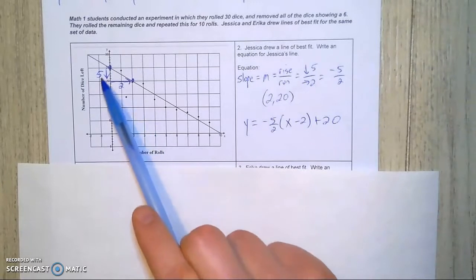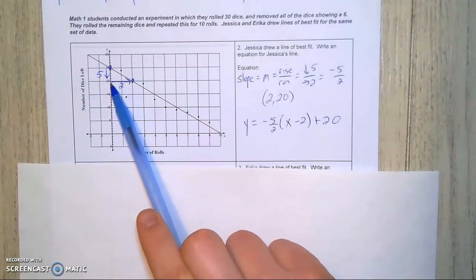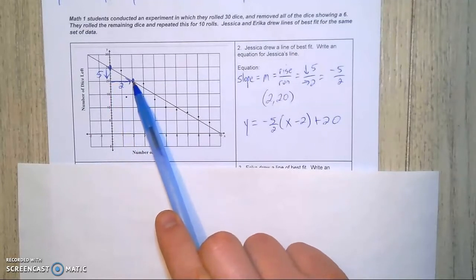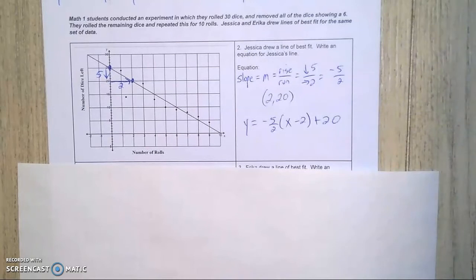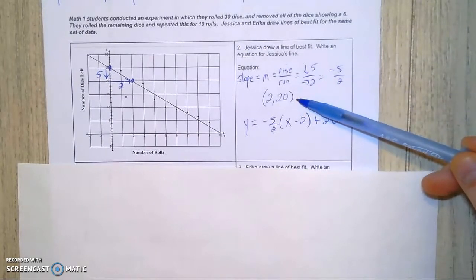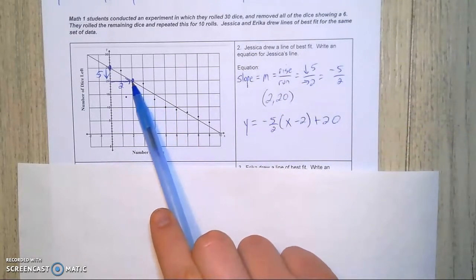So I identified from that point I had to go down 5 spaces, and then I went right 2 spaces there. So I used that to make my slope of down 5, right 2. That's negative 5/2, negative 5 over 2. From there I had to pick a point on the graph. I picked (2, 20), but I really could have picked any point on the line.